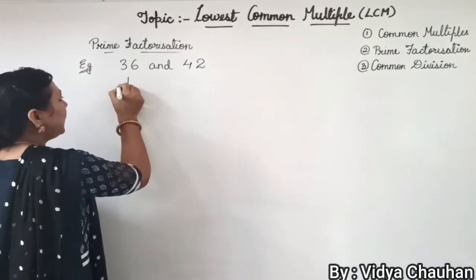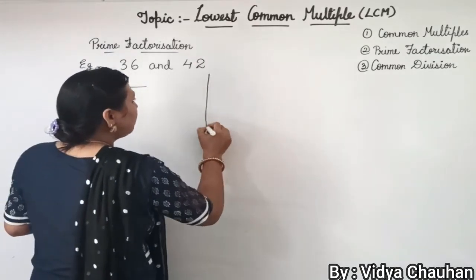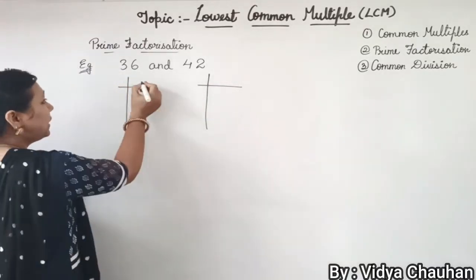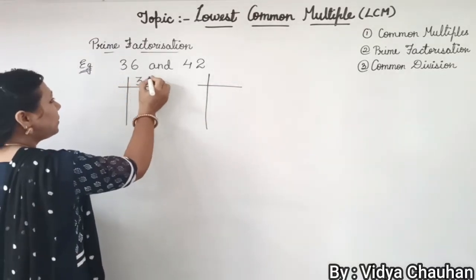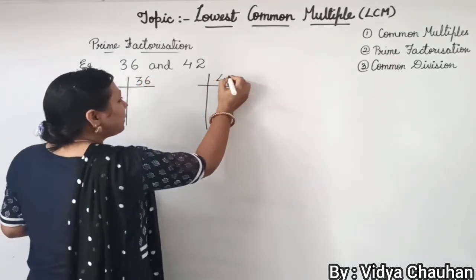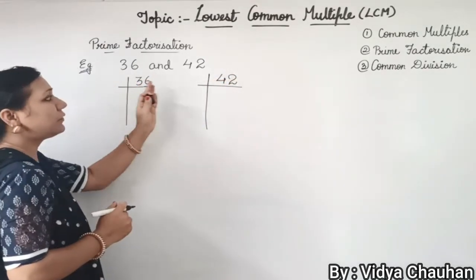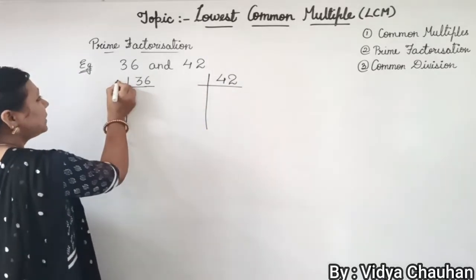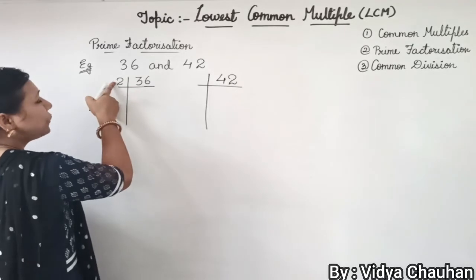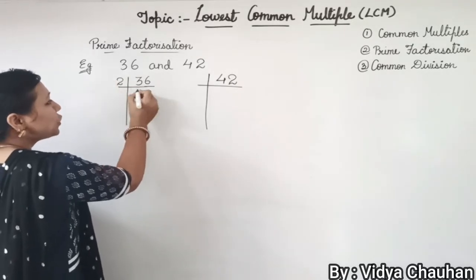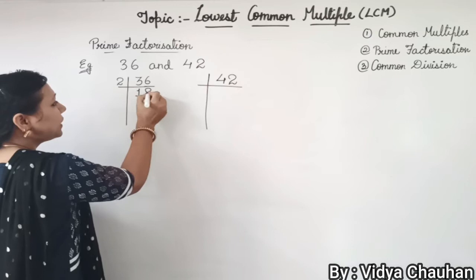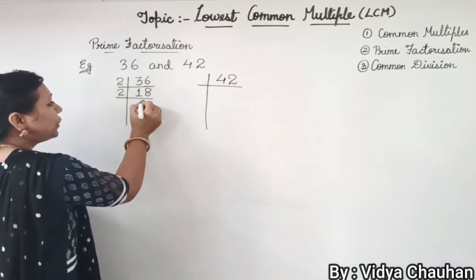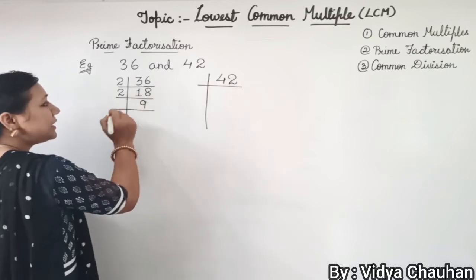The process is the same as we have done in the prime factorization method for finding the HCF. In a similar manner, I am going to write these two numbers in different factorization setups, 36 on one side, 42 on the other side. Now start dividing the numbers by prime numbers. Starting with 2, 2 18 times gives us 36. Again dividing by 2, 2 9 times will give us 18.